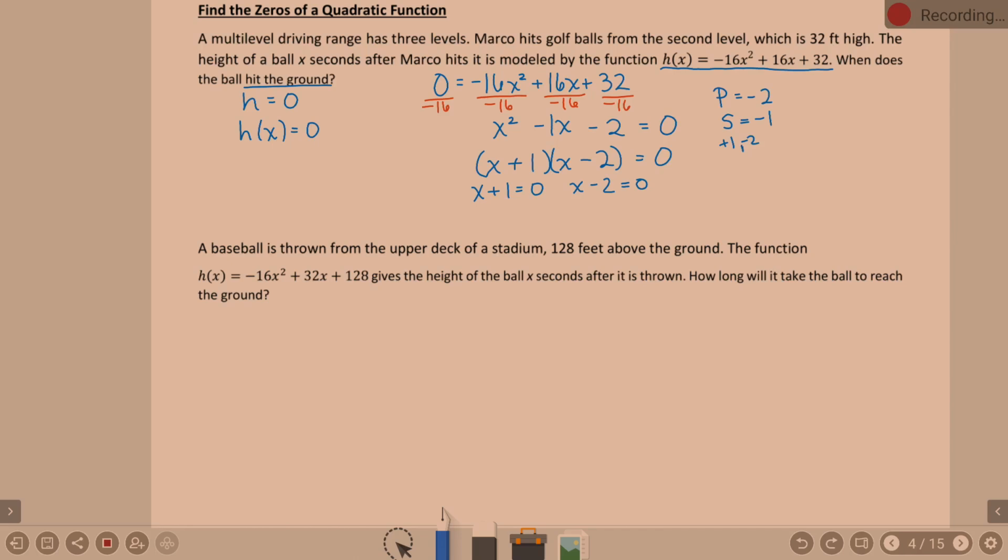Well, if x plus 1 equals 0, what do I get as a solution? X equals negative 1. If x minus 2 equals 0, what do I get as a solution? X equals 2. So now I have solutions of x equals negative 1 and x equals 2. Now, this was a word problem, yes? Let's go back and see what we should think about in terms of answers.